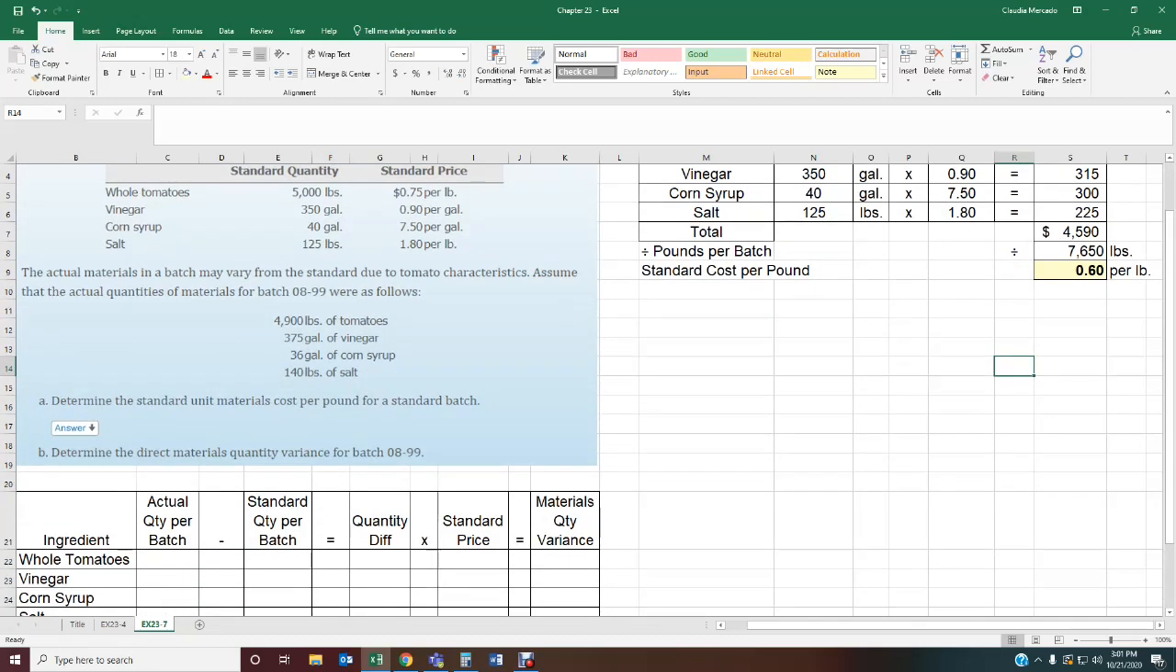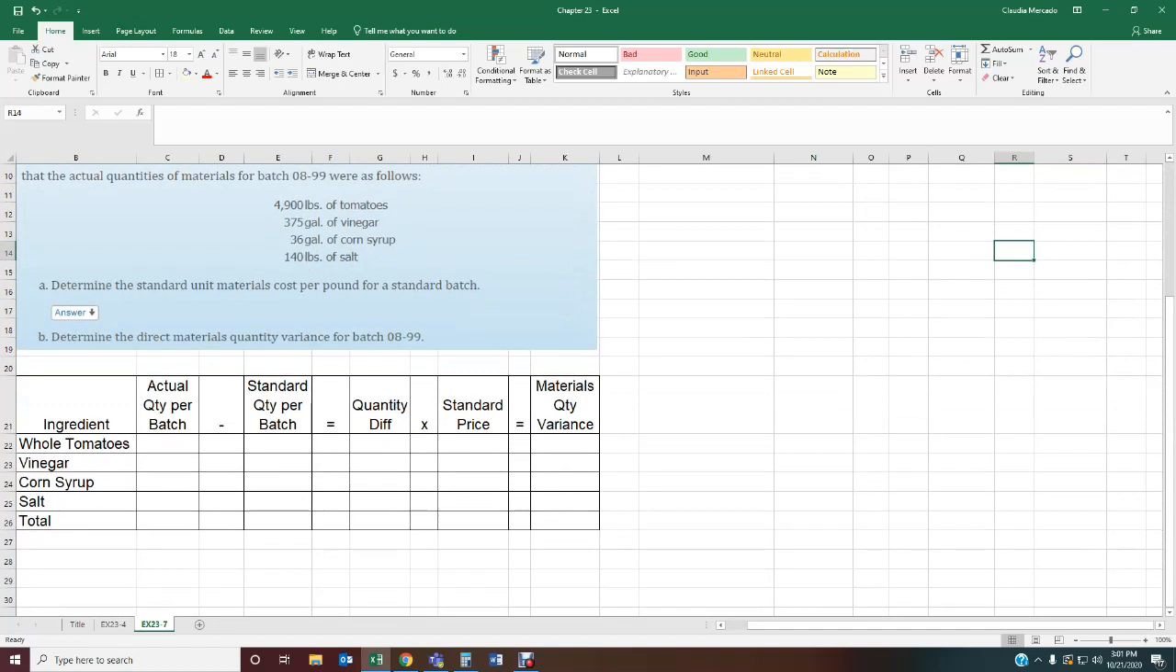Now, the second part, I put it down here because of the column widths. Part B says, determine the direct materials quantity variance for batch 0899. Now, for my direct materials quantity variance, we're going to compare the actual quantity minus the standard quantity. And then once we get the difference, we're going to multiply that by our standard price to get our materials quantity variance.